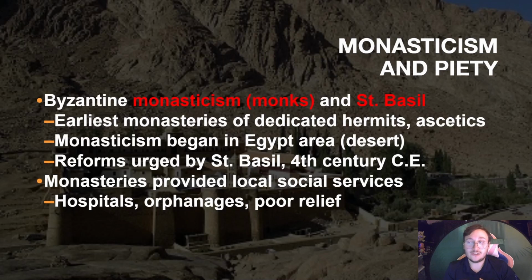The beginning of monasticism is going to be in the Egypt area. But in the 4th century CE, a reform by a gentleman, St. Basil, is going to reform monasteries to provide more local services. They suddenly become hospitals, poor relief, orphanages. They hand out food and accept anyone who wants to be a monk. And they're really a community center rather than just isolated monks and hermits.